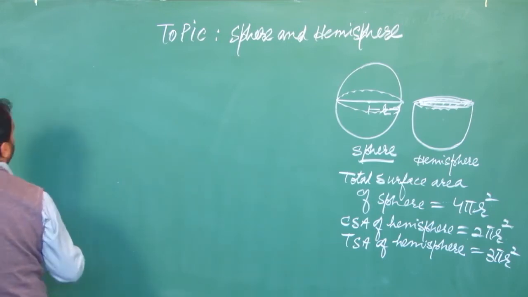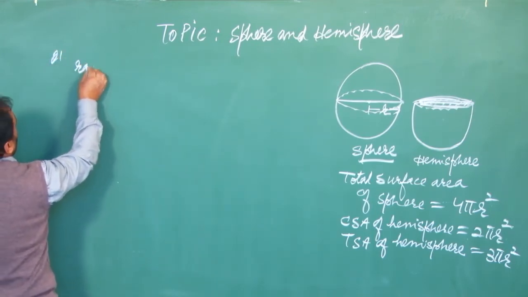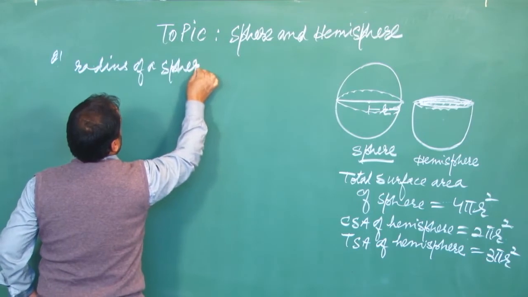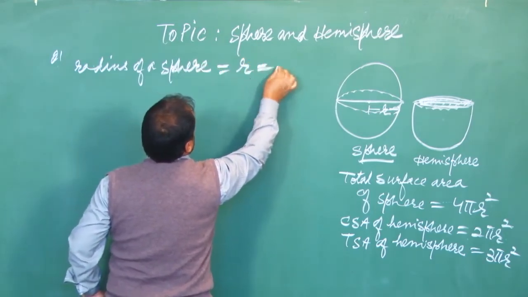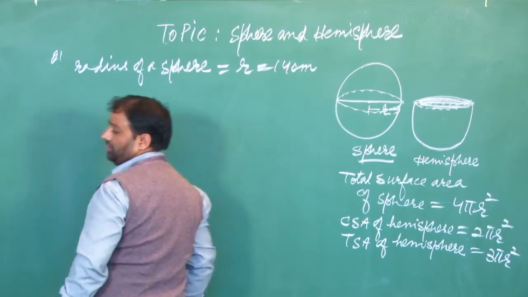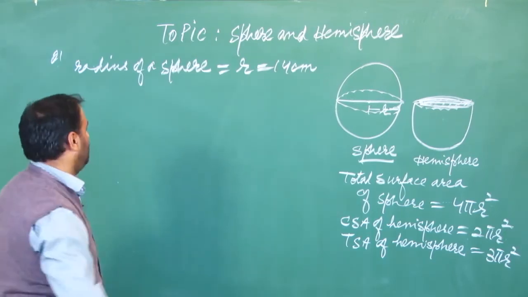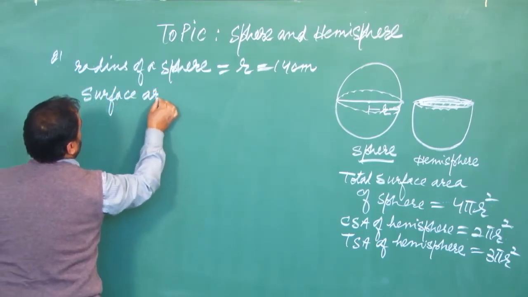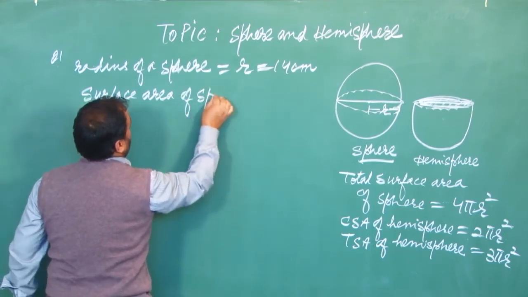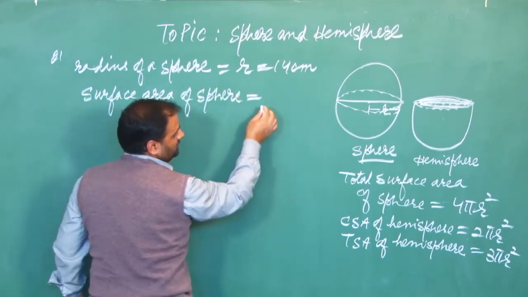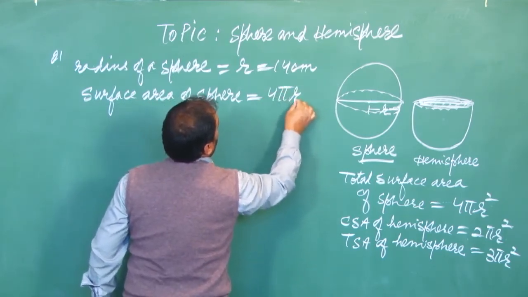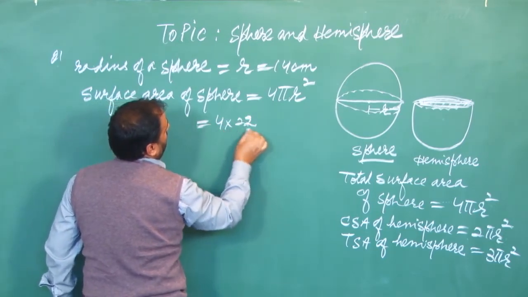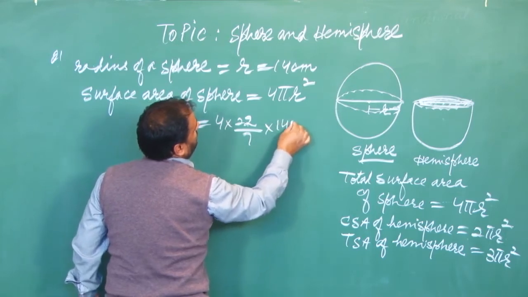The radius of a sphere is 14 centimeter. What is its surface area? The surface area of a sphere is calculated by using the formula 4 pi r square. We can take pi as 22 by 7, and r square is 14 into 14.